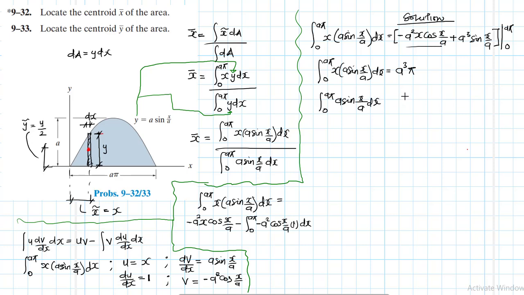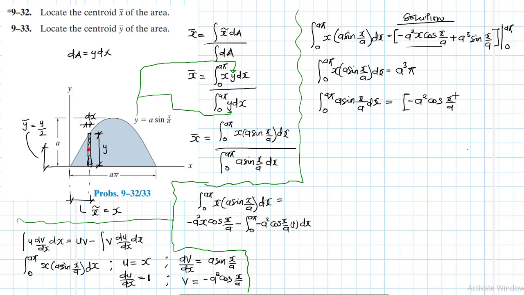And what does this one give us? Of course, this one is quite easy. If we integrate this one, we're going to have something like this. This becomes a squared. Integrating this, we'll have a minus, because the integration of sine is minus cos, so minus a will go up, so a squared will multiply, then cos x over a.